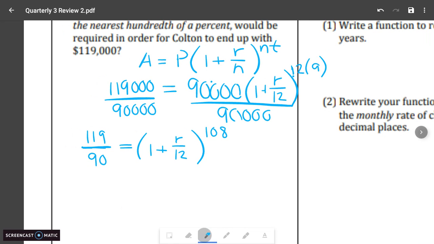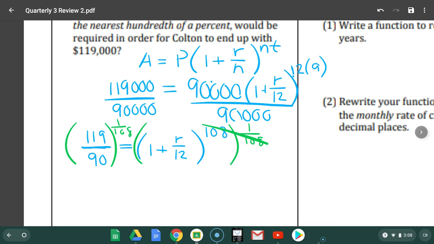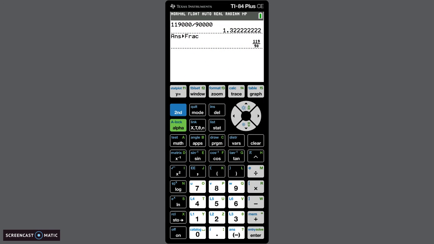So there's a couple things we could do here. We're trying to get R by itself though. So I would just say let's raise this side by the reciprocal, 1 over 108, so that it will cancel. And we'll do the same 1 over 108 here. Okay, so we're going to get that piece, and I'm going to raise that right in the calculator. And we're going to get this decimal of 1.002589.